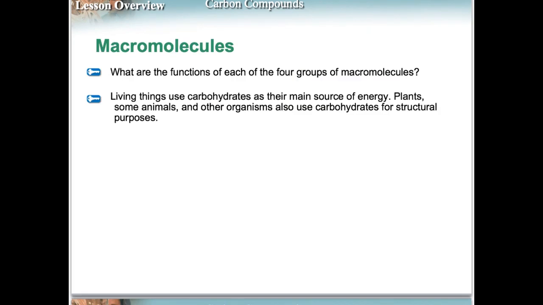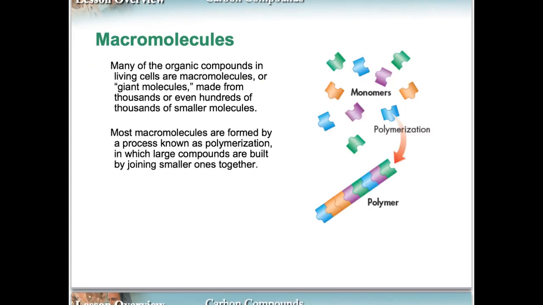There are 4 different groups of macromolecules that we're going to discuss. The first one today will be carbohydrates. We'll talk about some others later. Macro means big, so these are actually giant molecules. They're made from thousands or even hundreds of thousands of really small molecules put together. Some of them are formed by a process called polymerization. This is when you actually have large compounds built by joining smaller ones together.